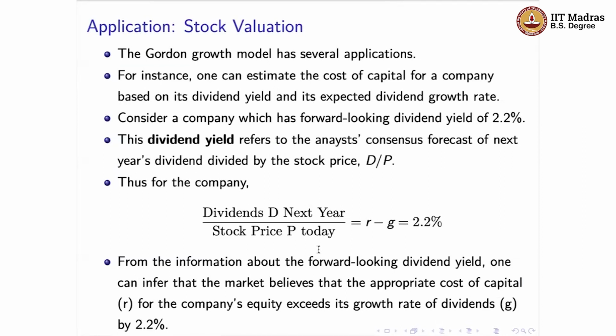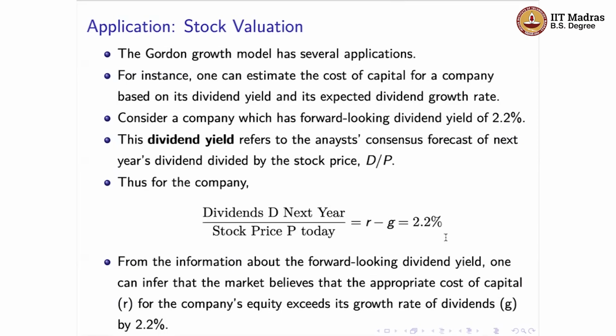Again, why is it a rough estimate? Because you are implicitly assuming that all the approximations you make when you use the Gordon growth model work, right? So it basically means that the market believes that the appropriate cost of capital, which is given by R, for the company's equity, and it is equity because we are talking about stocks here, exceeds its growth rate of dividend, which is G, by 2.2%, right?